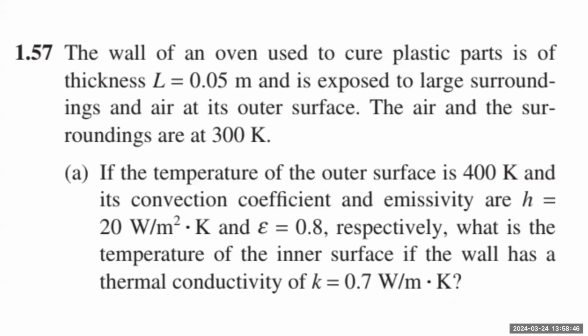If the temperature of the outer surface is 400 Kelvin, and its convection coefficient and emissivity are equal to h equals 20 watts per square meter Kelvin and epsilon equals 0.8 respectively, what is the temperature of the inner surface of the wall if the wall has a thermal conductivity of k equals 0.7 watts per meter Kelvin?